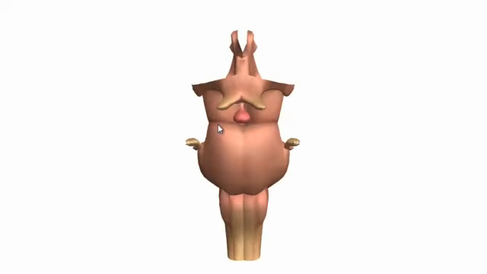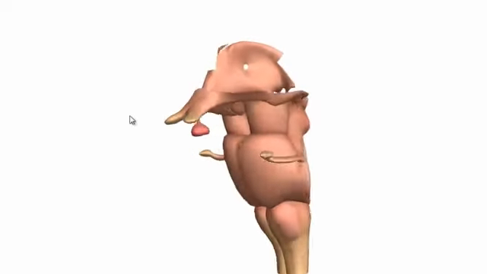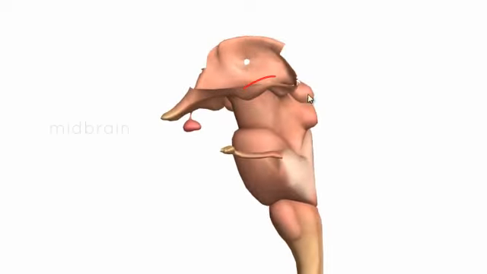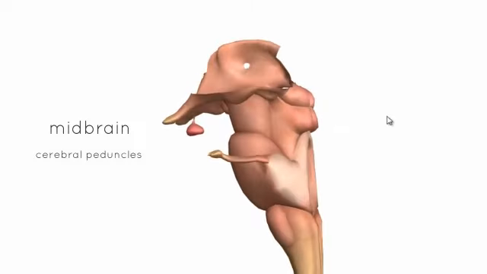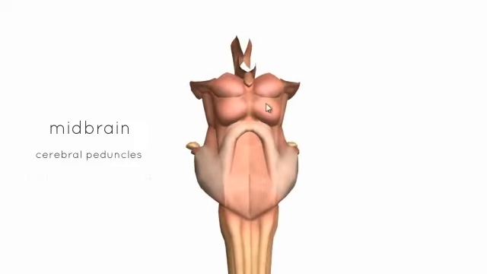I've just removed all the other structures. We're looking at the exact same view. You've got the medulla at the bottom, the pons and the midbrain above it. The midbrain is this region here, and at the front you've got these bits which are called cerebral peduncles, and at the back you've got these little hills, and these are called the corpora quadrigemina.